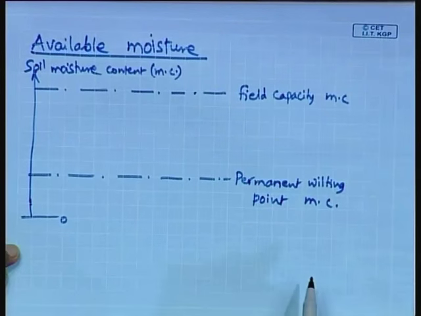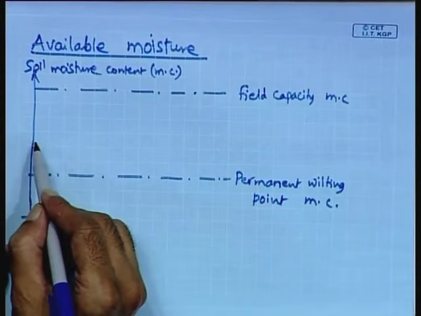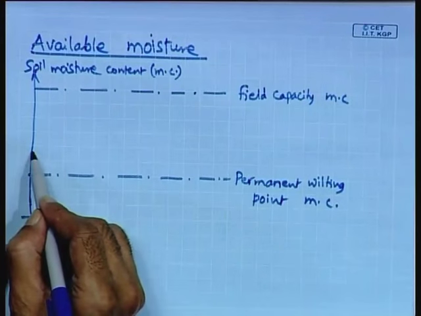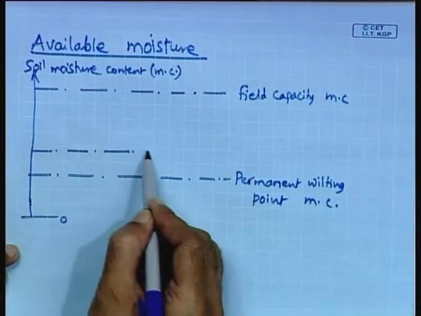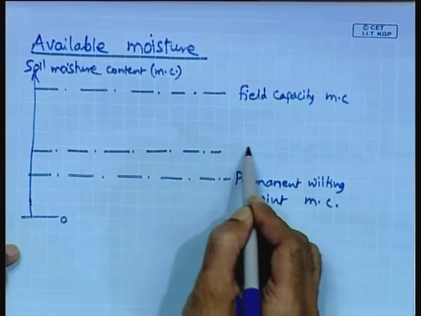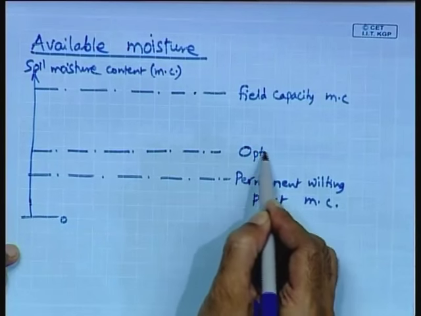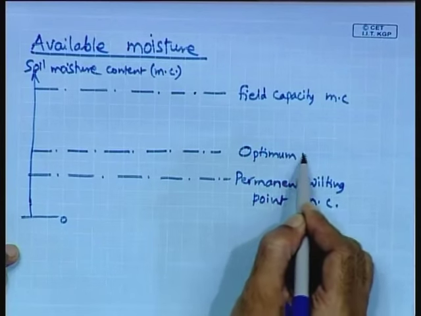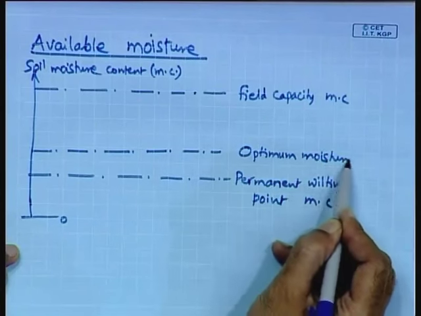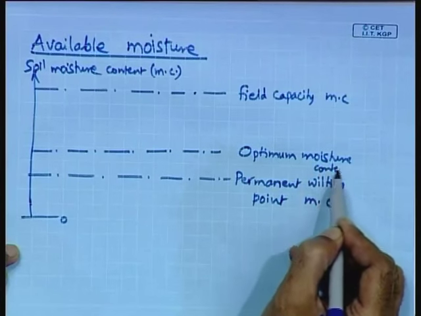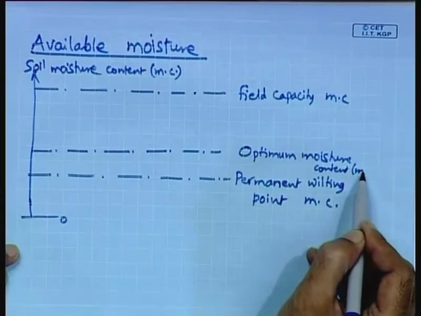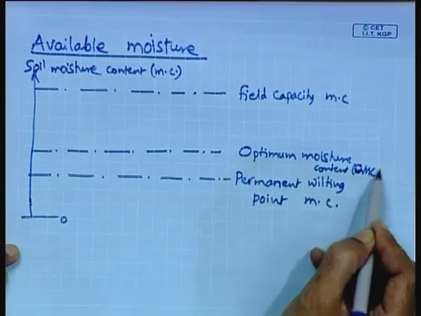Moisture content. And of course, there is also an intermediate one, this is known as the optimum moisture content, or OMC.